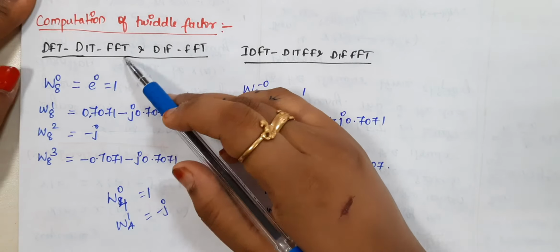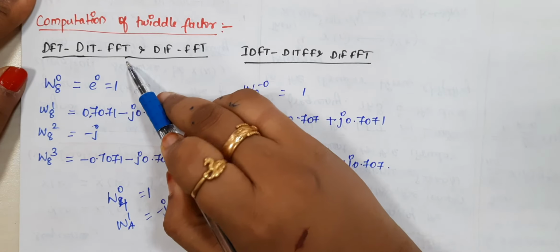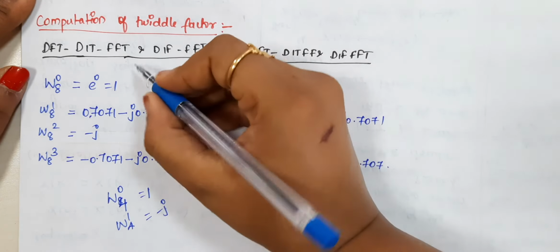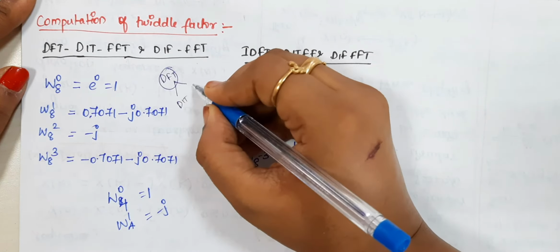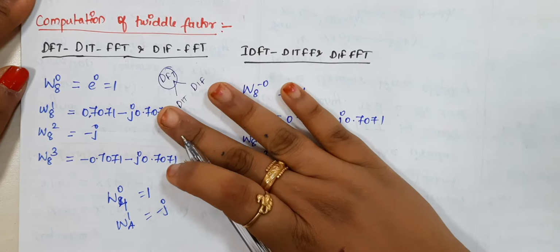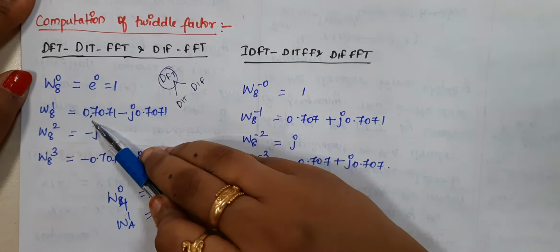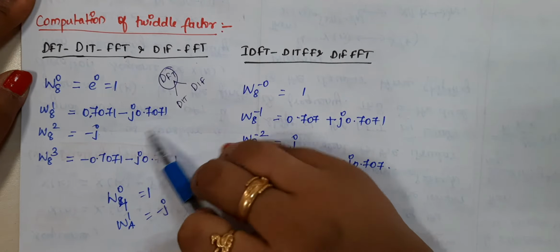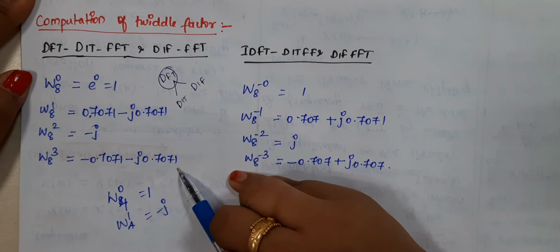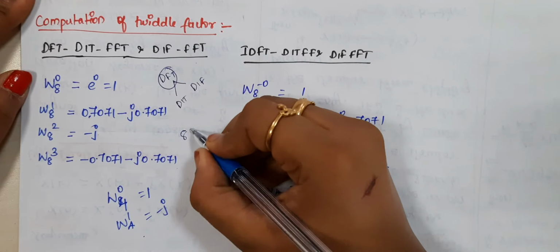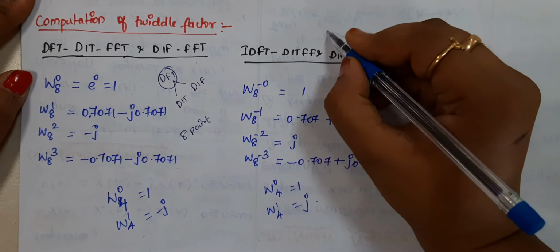So next one is we can discuss the computation of twiddle factor for the DFT, DIT FFT as well as for the DIF FFT. For DFT, for both DIT as well as DIF, the twiddle factor is the same. So W8 of 0, e power 0, that is 1, 0.707 minus j 0.707, minus j, minus 0.707 minus j 0.707. This is for the 8 point, and for the 4 point the twiddle factor is 1, minus j. And what about the IDFT?